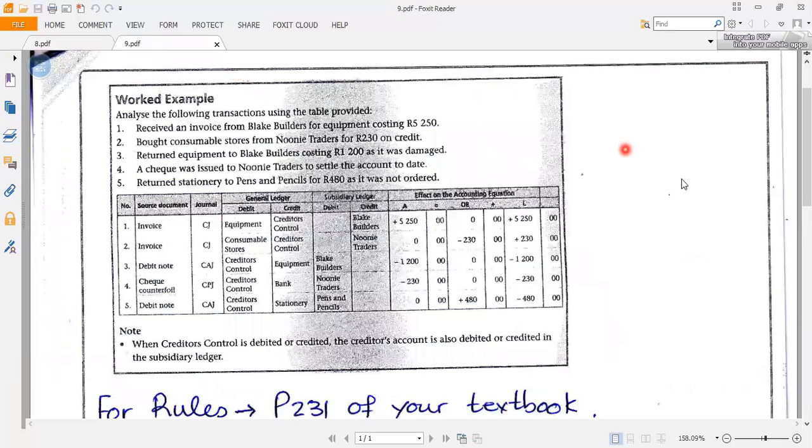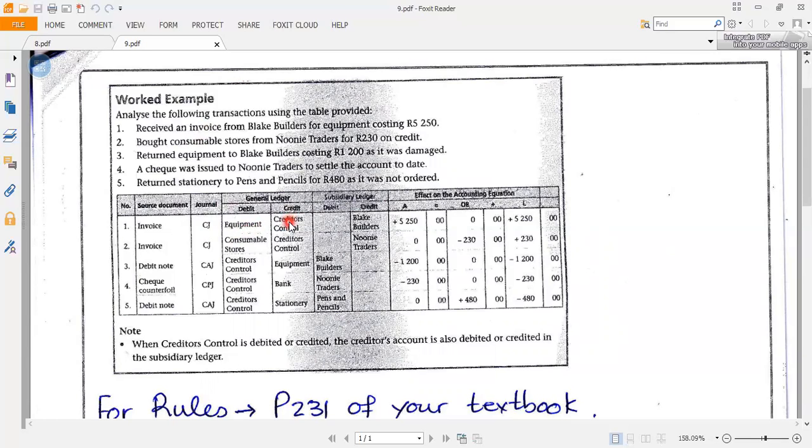Here, learners, the next example is given to you. Number 1, received an invoice from Blake Builders for equipment costing 5250. Right? For this invoice we have received, we're recording in a creditors journal. Why CJ? Because it's an invoice. Remember, don't forget that, which means this was a credit purchase. I'm going to debit equipment and I'm going to credit creditors control.